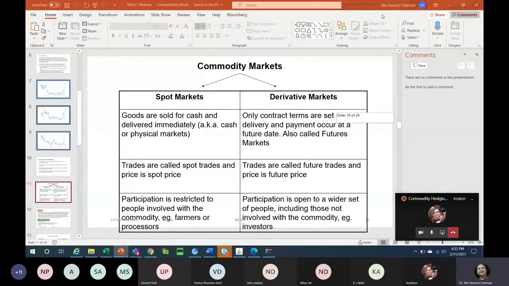And today it is owned by the Chicago Mercantile Exchange, CME. So that is regulated by the Commodity Futures Trading Commission of US. Then you have many other commodity exchanges around the world. They follow the same format, which is like stock exchanges. The structure of the commodity exchanges around the world is the same.